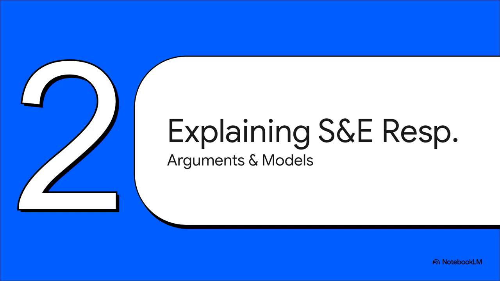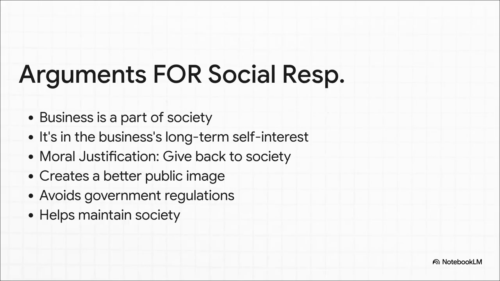Okay, now that we have those definitions down, let's build on them. We'll explore some of the core arguments and models you need to know for this module. So why should a business be socially responsible? Well, there are several strong arguments. For one, it's good for business in the long run. It can create a better public image, and it might even help avoid strict government rules. The basic idea is that what's good for society can also be good for the company.